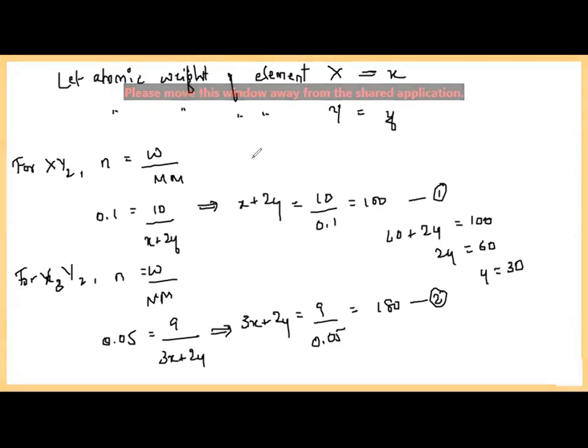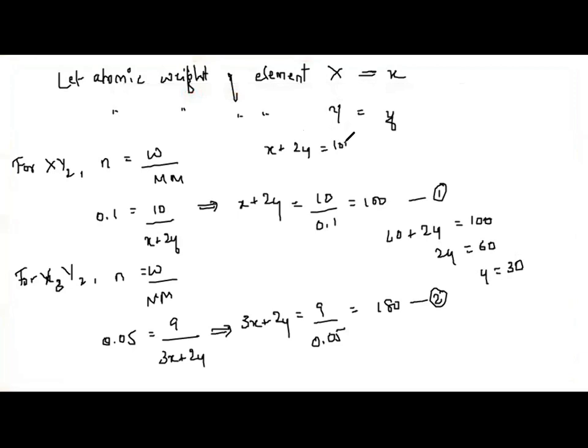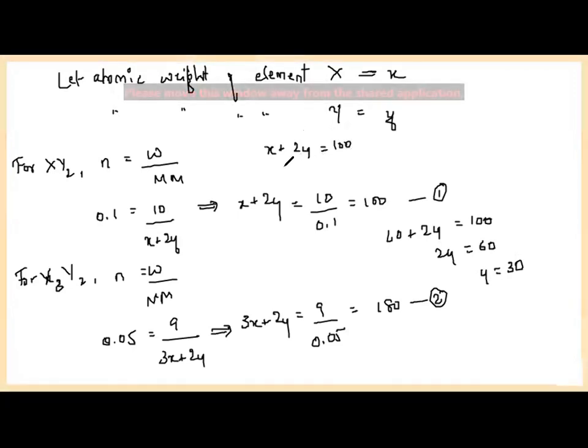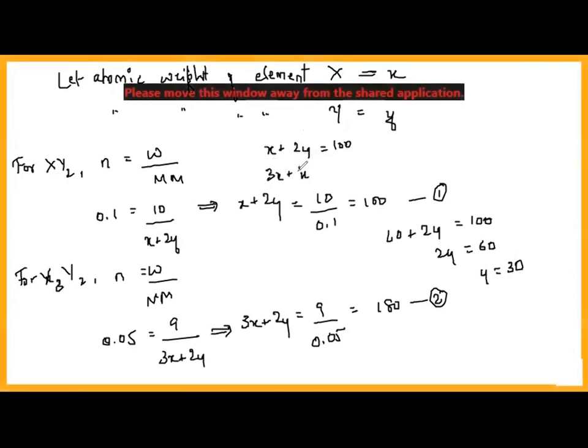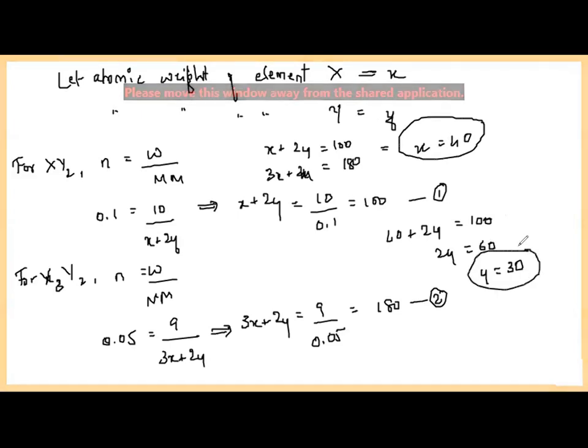Solve it out. For example, here x plus 2y is equal to 100, and 3x plus 2y is equal to 180. When you solve it out, you get x equal to 40. So if x is equal to 40, then what is y? 40 plus 2y is equal to 100, 2y is equal to 60. Therefore, y is equal to 30. So x is equal to 40, y is equal to 30.